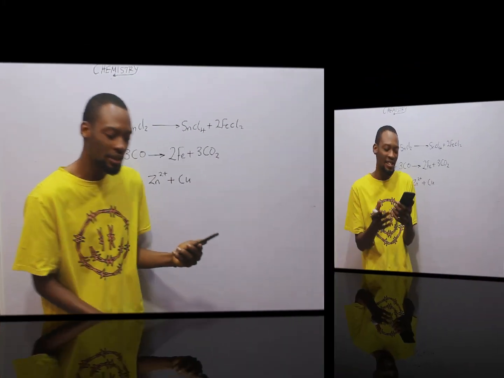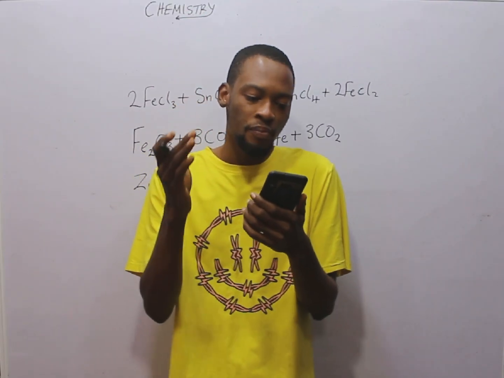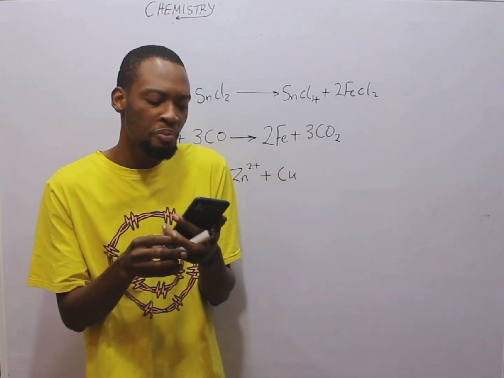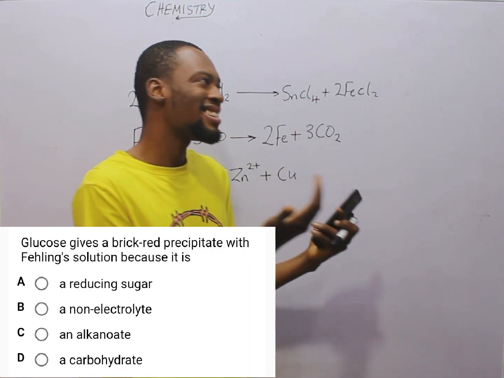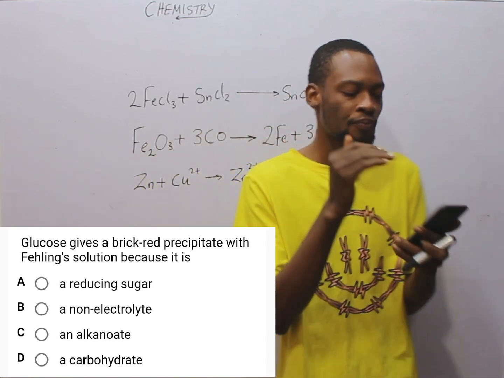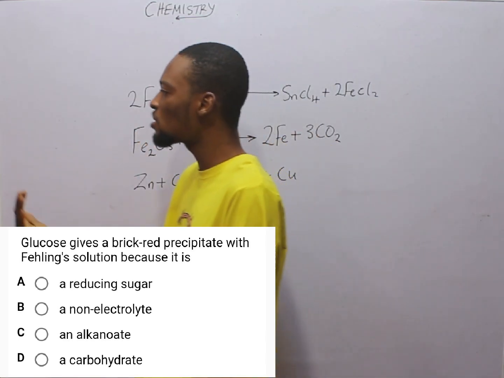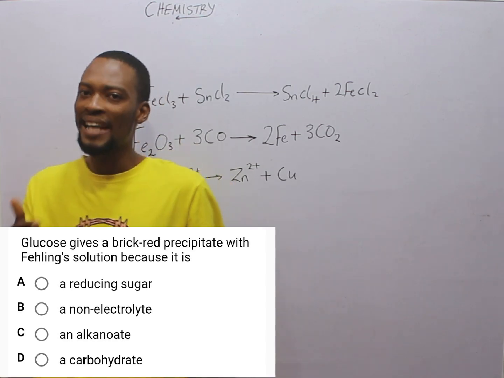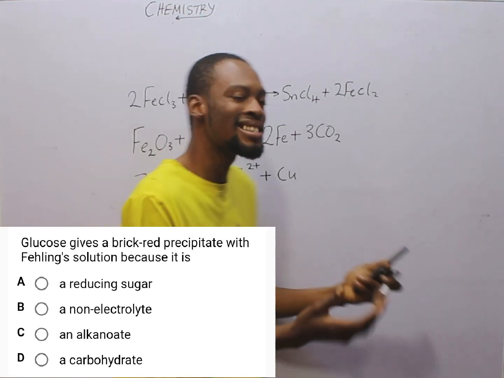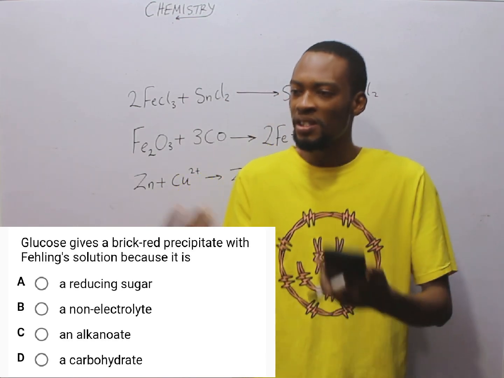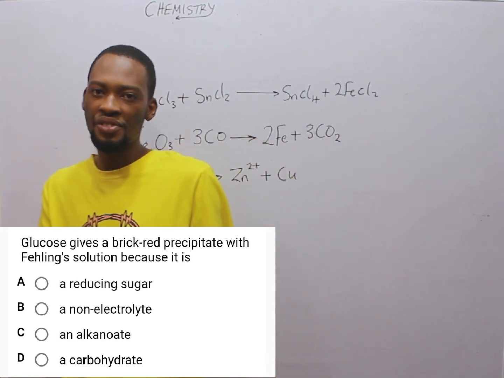Now let us begin. Glucose gives a brick red precipitate with Fehling's solution because it is dash. So this question is saying that glucose gives a brick red precipitate with Fehling's solution. Why? Now what is glucose? Glucose is a simple sugar. Glucose is a component of carbohydrate.